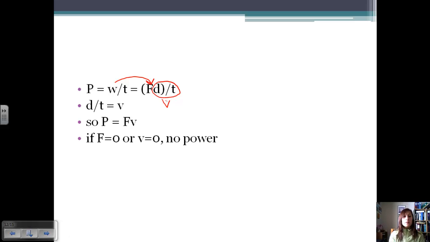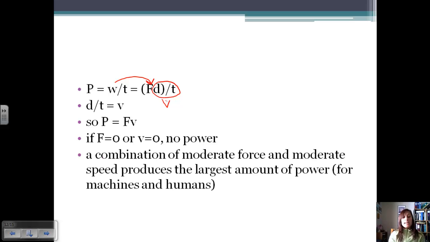And so we have a couple different situations we can use for the power equation. If the force is 0 or the velocity is 0, then no power is being produced. A combination of a medium force and a medium speed are going to produce the largest amount of power, and this is true for machines and for humans. And so in the next section, we're going to get into machines and talking about efficiency and things like that.